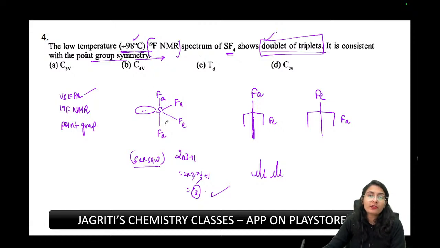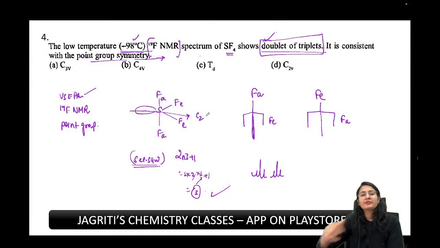And what is the point group of this structure? It is very simple. A C2 axis is passing from here, okay, and then one sigma plane will be like this, and another sigma plane will be like this. It is going to be a C2v point group. All right.